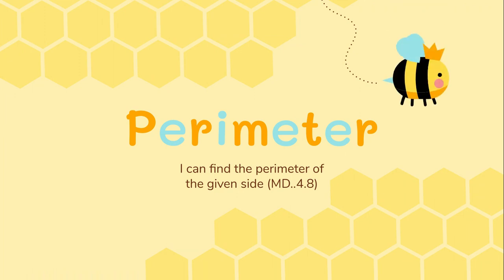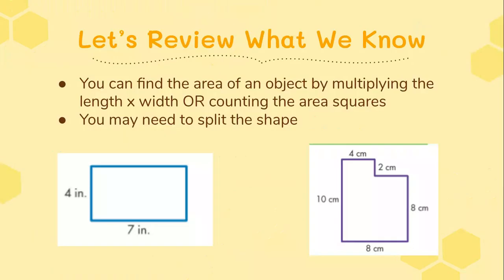So what we're going to do first is review what we already remember from the sister unit to perimeter, kind of like multiplication and division are brother and sister. Perimeter and area are sort of like brother and sister. So let's review area really quick. You can find the area of an object by multiplying the length times the width, or you can count the area squares. So that's our formula for finding area.